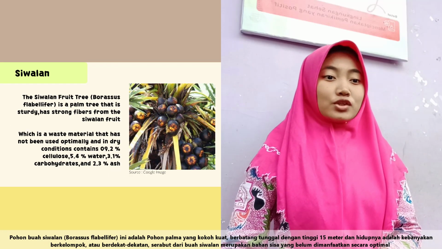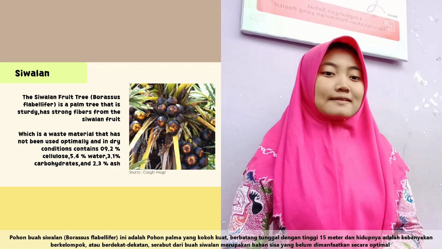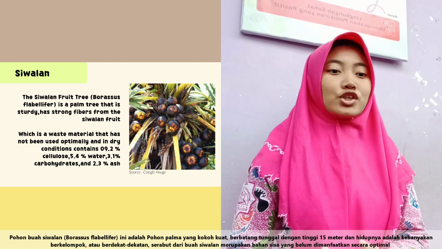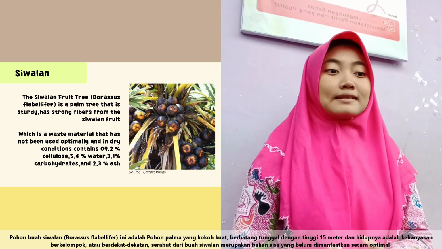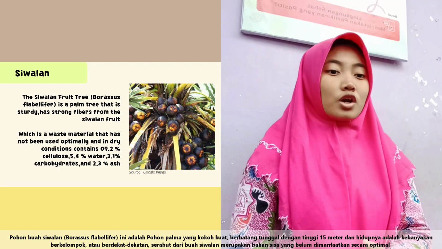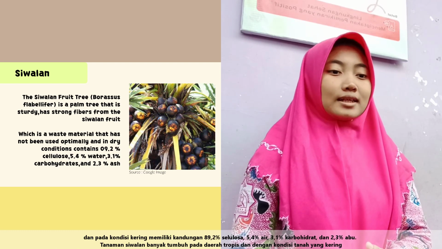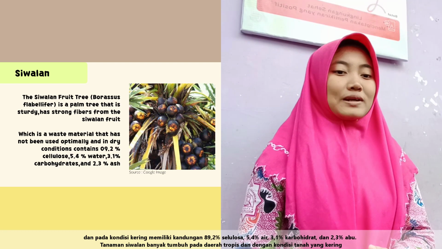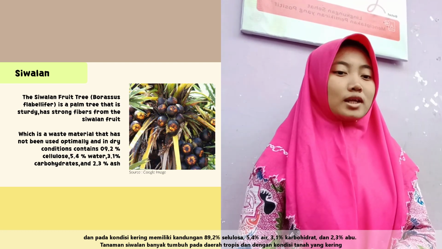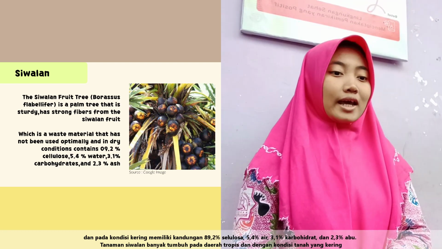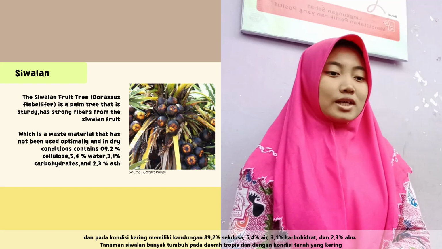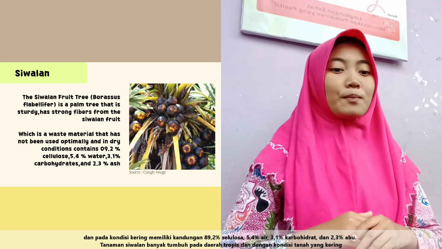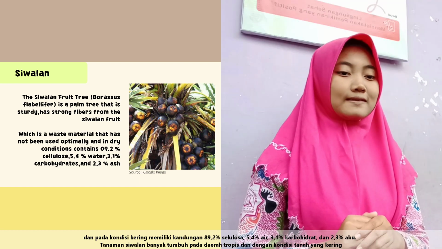The simulan palm is a sturdy, strong palm tree with a single trunk, with a height of 15 meters. It contains 89.2% cellulose, 5.4% water, 3.1% carbohydrates, and 2.3% ash. Simulan plants grow a lot in the tropics and in dry soil conditions.